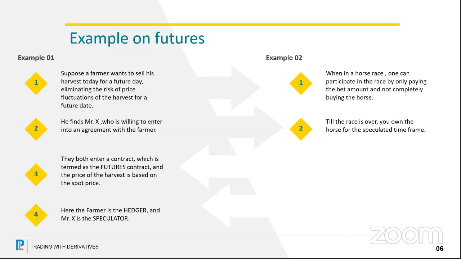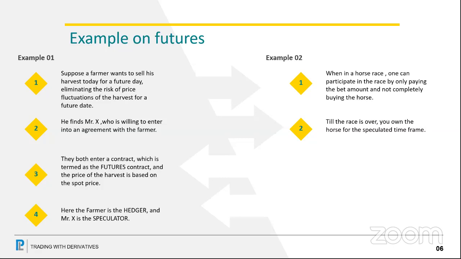Then what happens? You both, a farmer and Mr. X, enter a contract, which is the future contract, which we do in derivatives. And the price of the harvest is based on the spot price. Spot price means in the market, in the cash market that is running. So whatever contract they did, they did it on the present market rate. So here what happens? The farmer is the hedger, which we do in derivatives. The farmer, eliminating his risk of price fluctuation, is securing his investment, his labor, and his harvest from day one only, and not waiting till the month end to know what will be the price later.